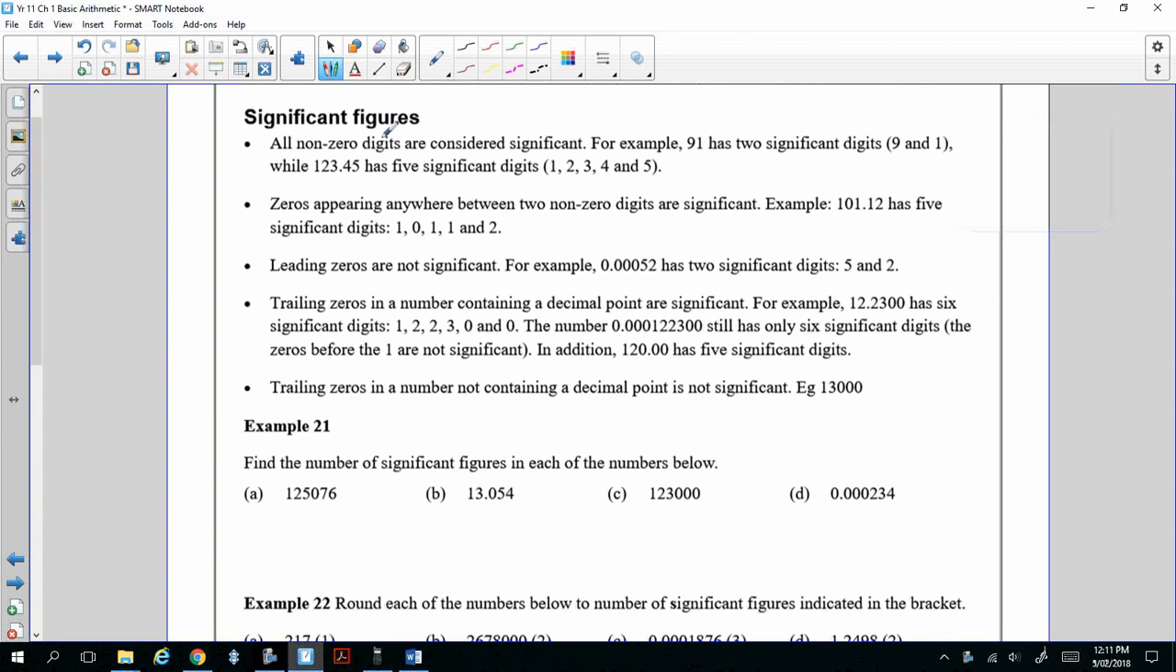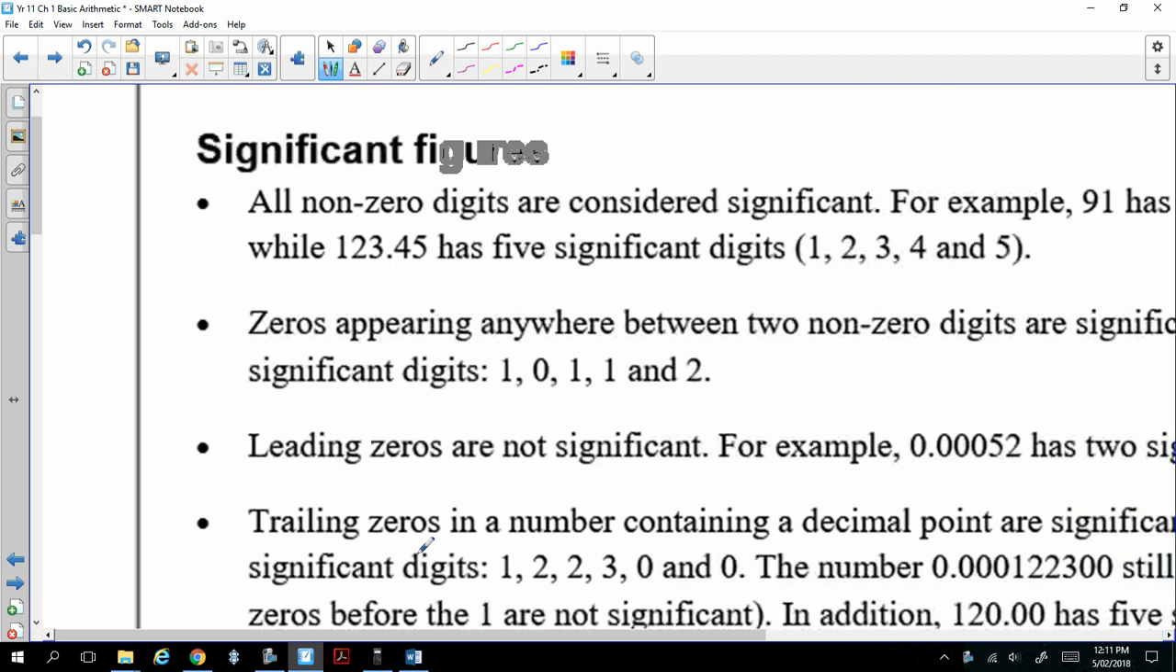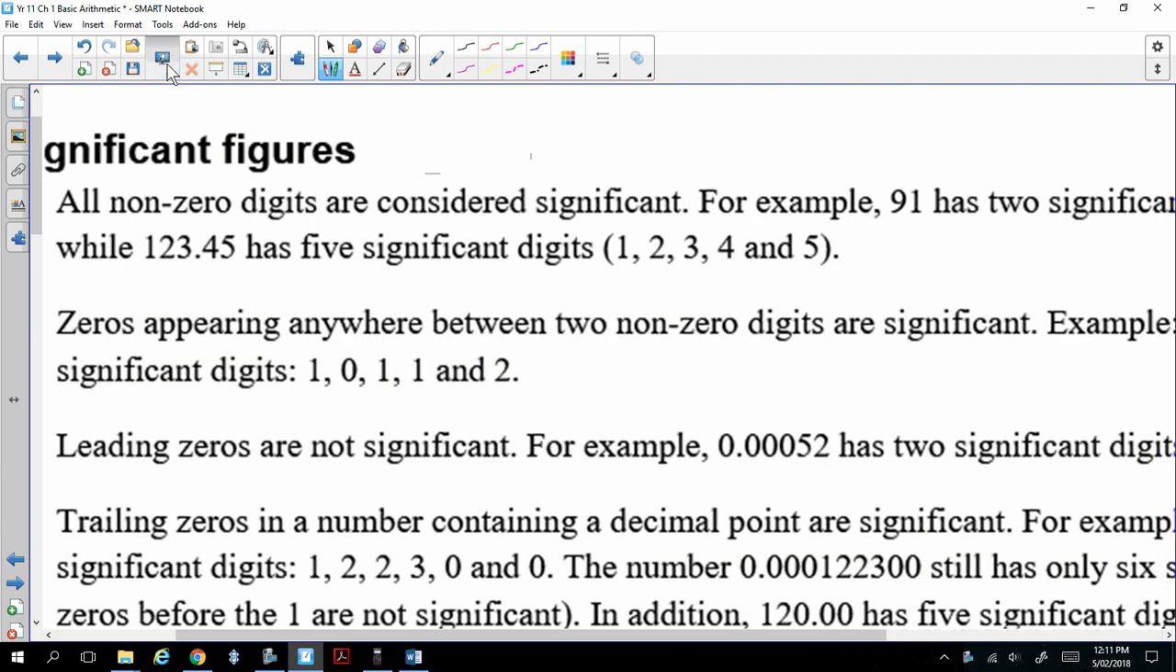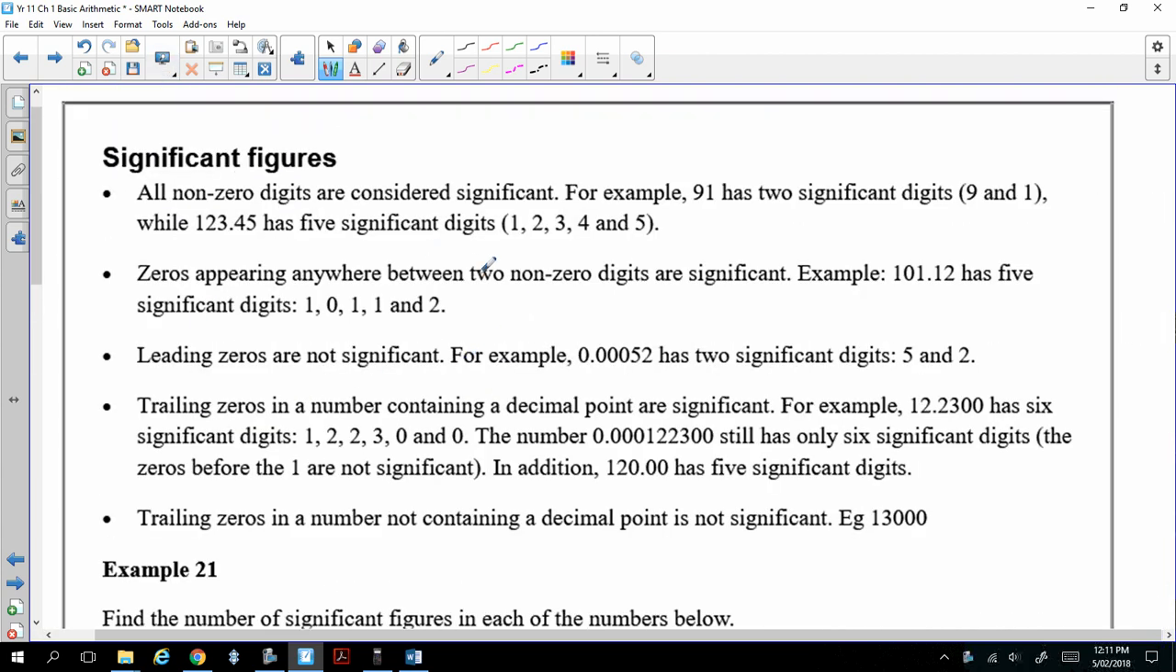Today we'll do significant figures and scientific notation. So what are significant figures? These are the description in front of you. These are the rules, so you need to remember these rules. So what are significant figures?